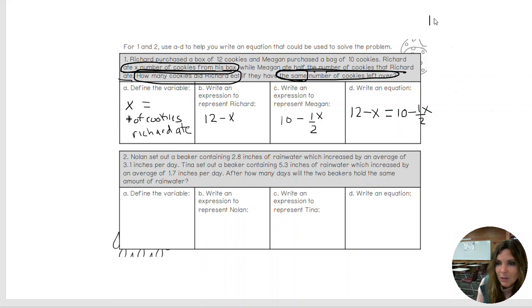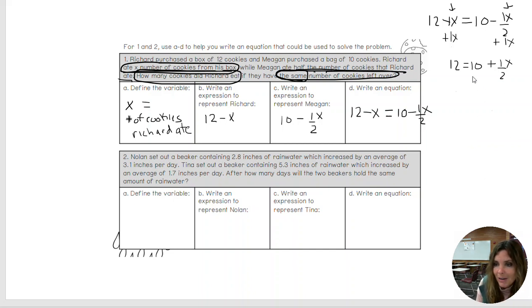Now, once you have your equation, you can go ahead and solve it. Remember, when you're solving an equation with the variable on both sides, the first thing you want to do is get the two terms that have the same variable on the same side. We have a negative 1x and a negative 1/2 x. Let's add 1x to both sides. That's going to leave us with 12 equals 10 plus 1/2 times x.